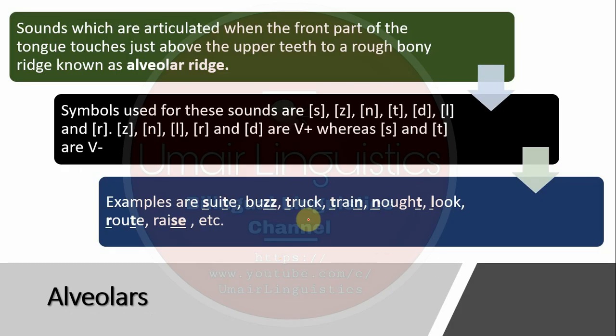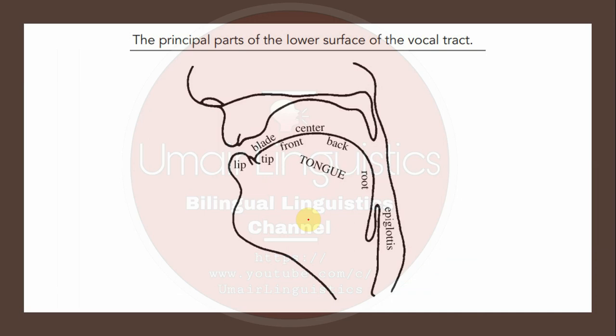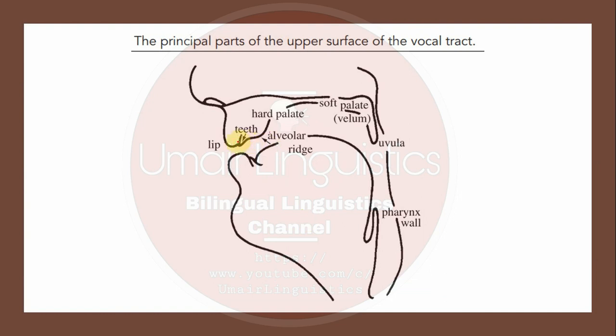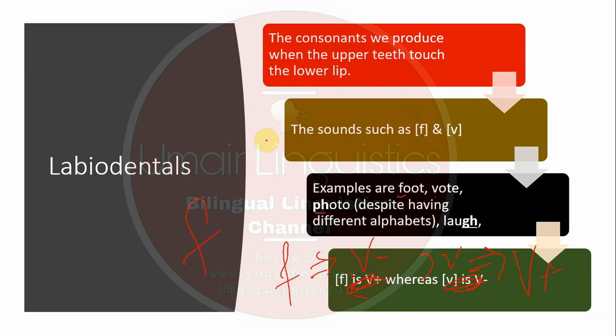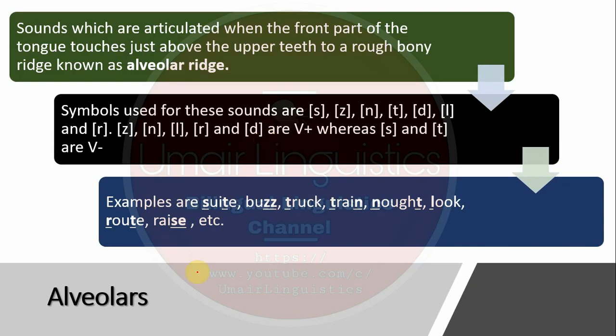Then alveolars. The place of articulation is alveolar. What is alveolar? I have already shown you. Let me show you once again. Yes, this is the alveolar, the surface of a thick and rigid mass just behind the upper teeth. This is called the alveolar ridge. Those sounds where the tip of the tongue or blade of the tongue touches the rigid part just behind the upper teeth are known as alveolar sounds, which are articulated when the front part of the tongue touches the rough bony ridge known as the alveolar ridge.